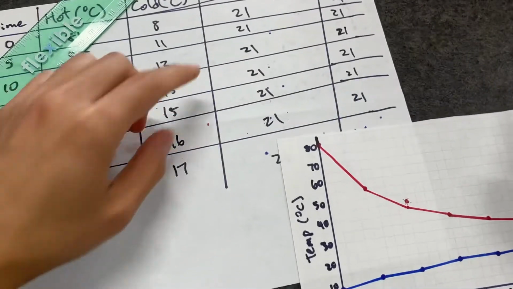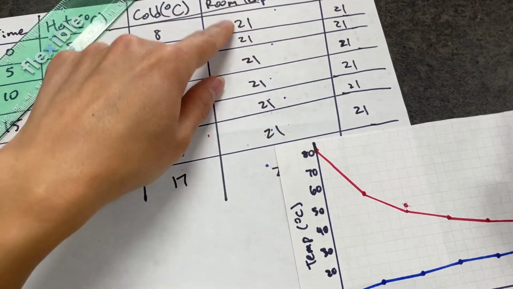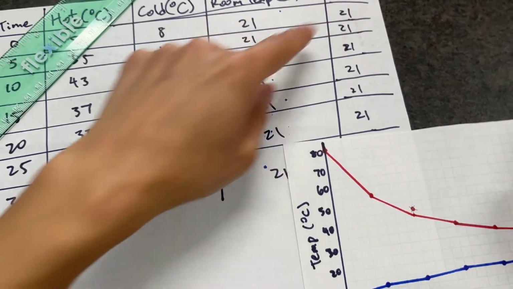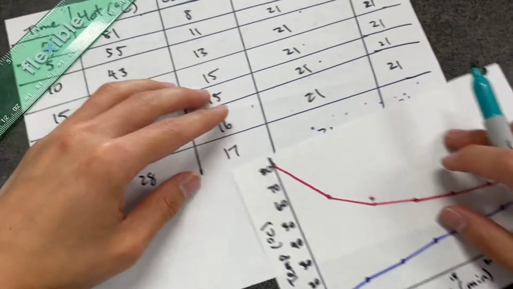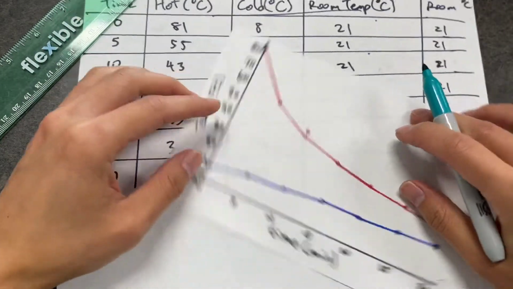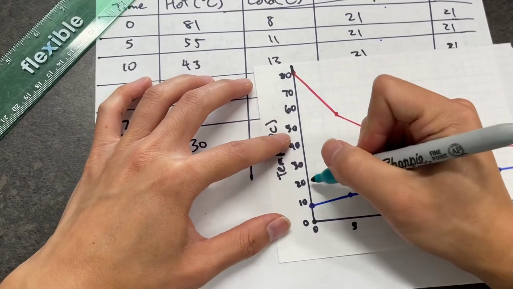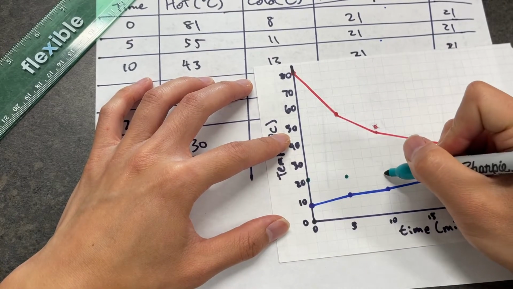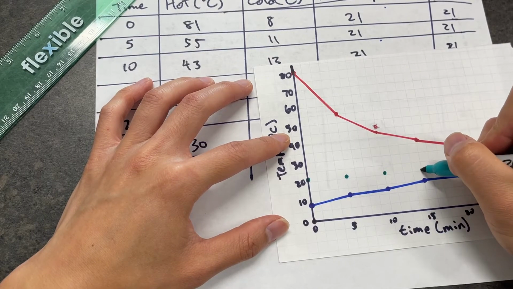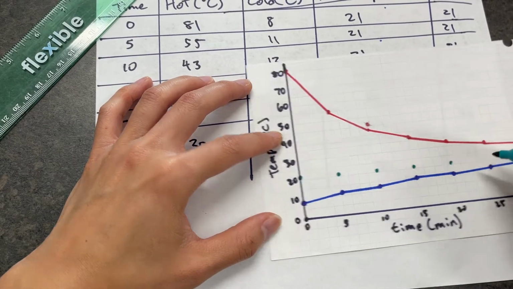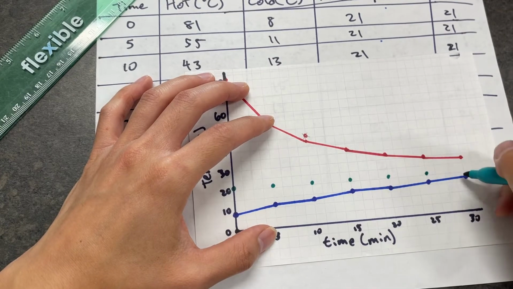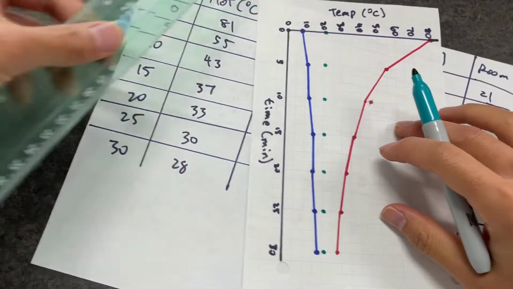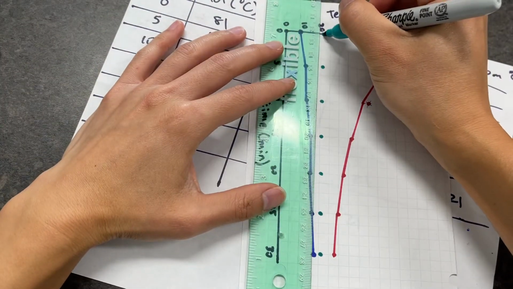All right, so room temperature, the room temperature water and the room temperature air in the room, they both stayed at 21 degrees the entire time. So that's why I'm just using one marker, and 21 is somewhere around here. And I'll just go all the way across, and it doesn't really change, right? The number 21 doesn't change throughout the whole 30 minutes. I'll use another ruler line.